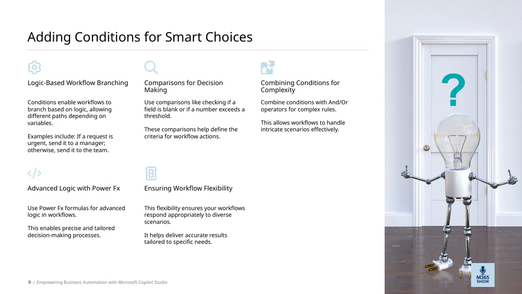Let's talk about how adding conditions can make your smart choices even more powerful. This flexibility ensures that your workflows respond appropriately to different scenarios, whether they're common or unique. It really helps deliver accurate results that are tailored to your specific needs, making automation more reliable and relevant.